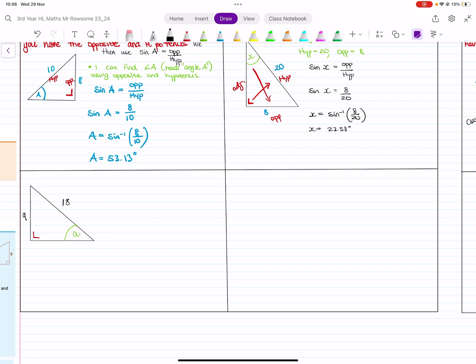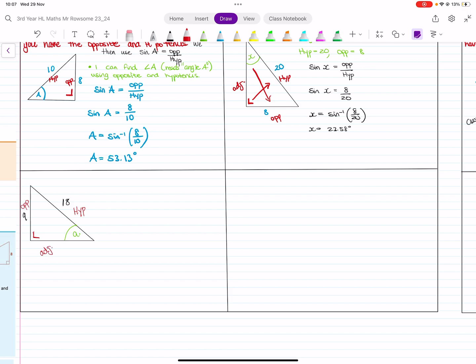Well, you look back, and you go, okay, well, I have hypotenuse. So label the sides first. That's hypotenuse because it's directly opposite your right angle. This is opposite because it's directly opposite your angle that you're looking for. And this is adjacent because it's left over. Okay, we don't have adjacent, we have opposite and hypotenuse.